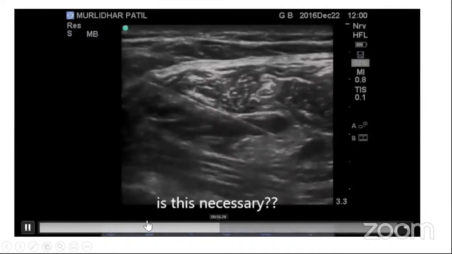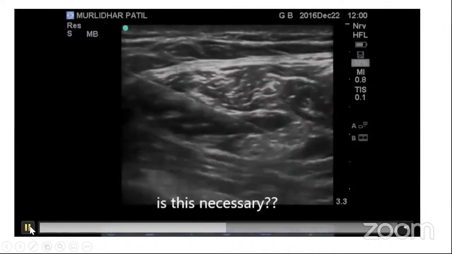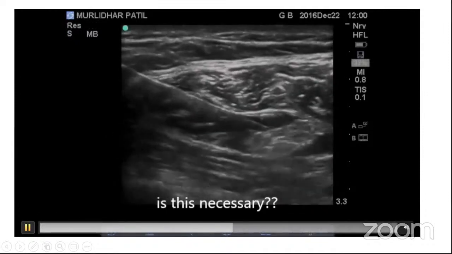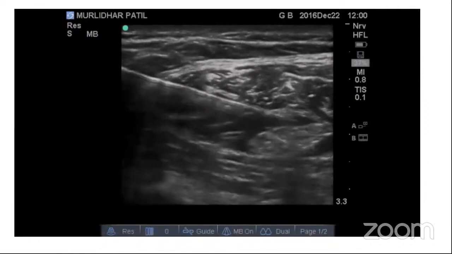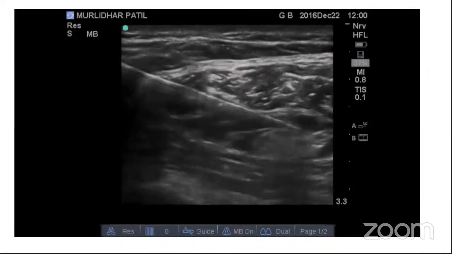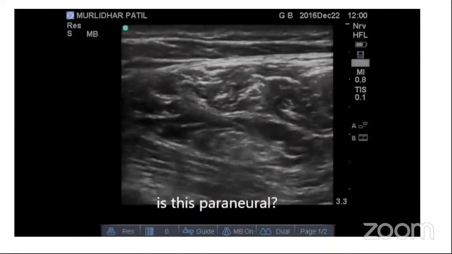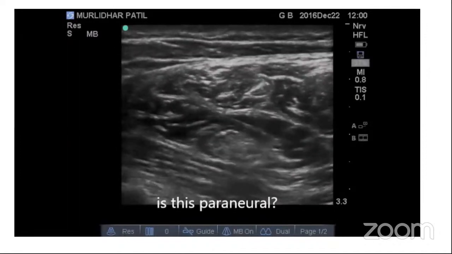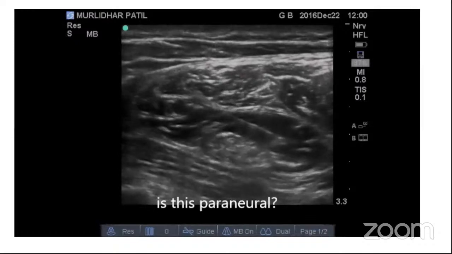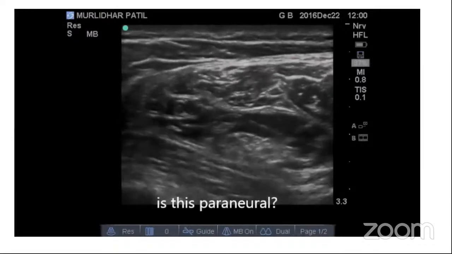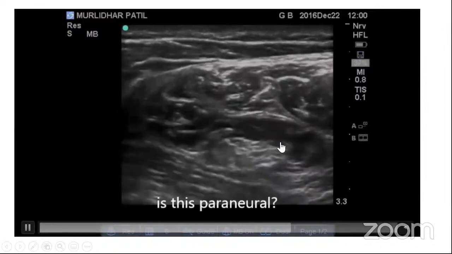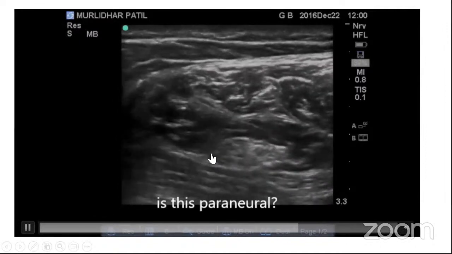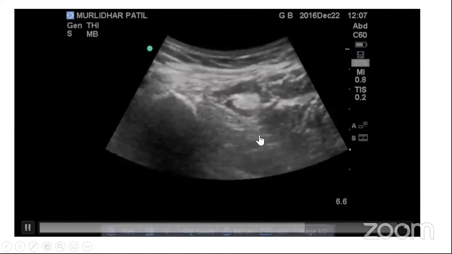So this is how the block was given. This was in 2016. And this is also a good demonstration, except that I'm not sure whether you need to be poking on all the sides trying to get it. But anyway, you poke it so many times. But when you see the nerve with ultrasound, there's no reason why you should keep on poking. But that's a good spread, which is very close to the nerve and the other spread.